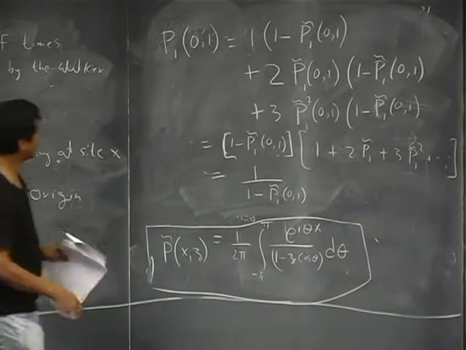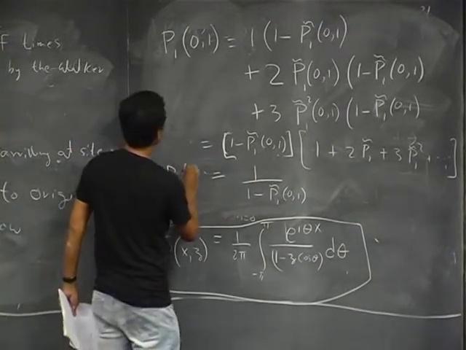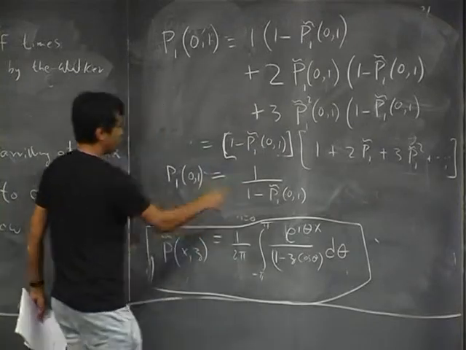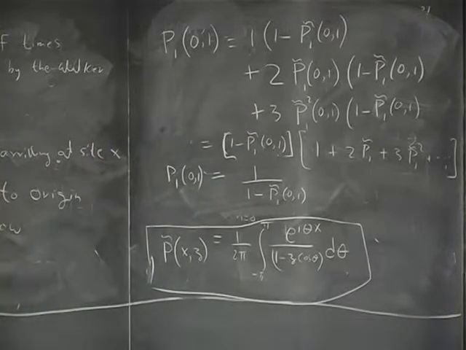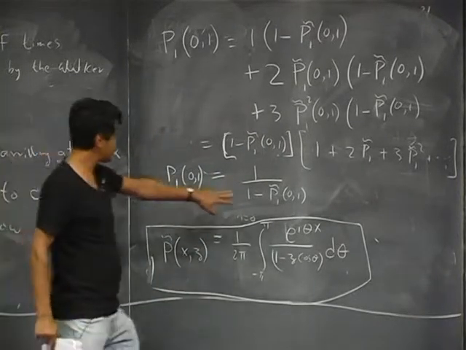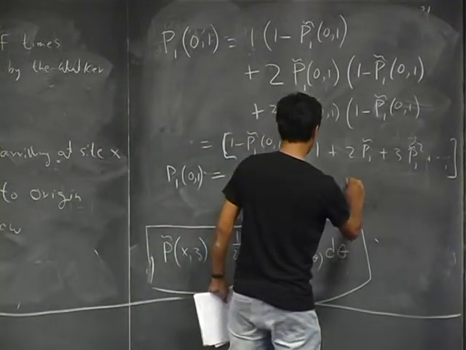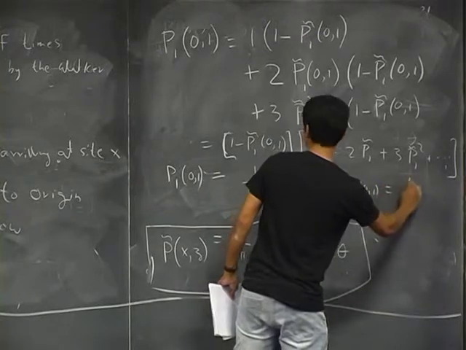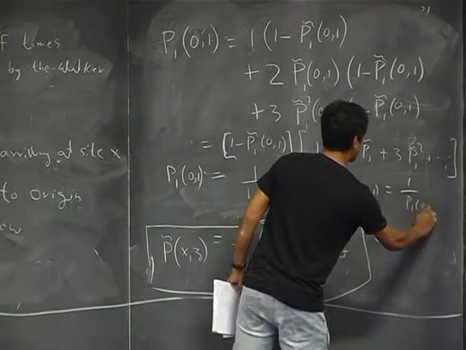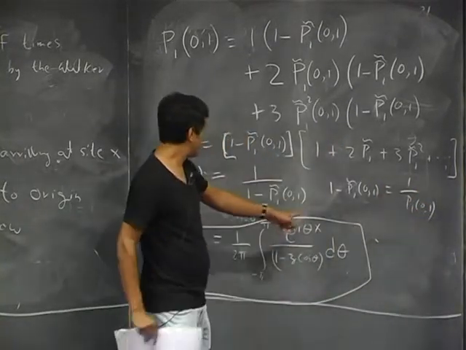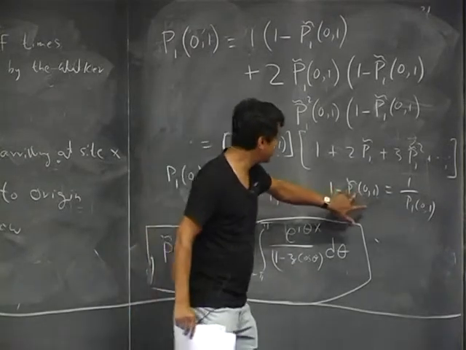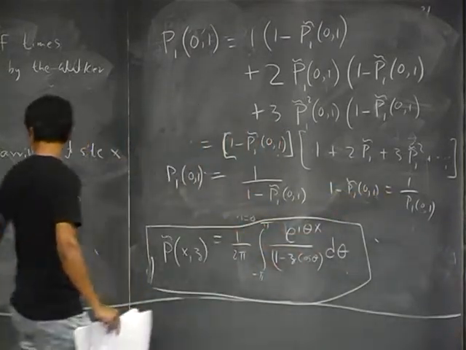So now we are almost there. This is P1 0 1 equals to this. And if you invert this, you get 1 minus P1 tilde 0 1 is equal to 1 by P1 0 1. And therefore P1 tilde 0 1 is 1 minus that. So that's this result.